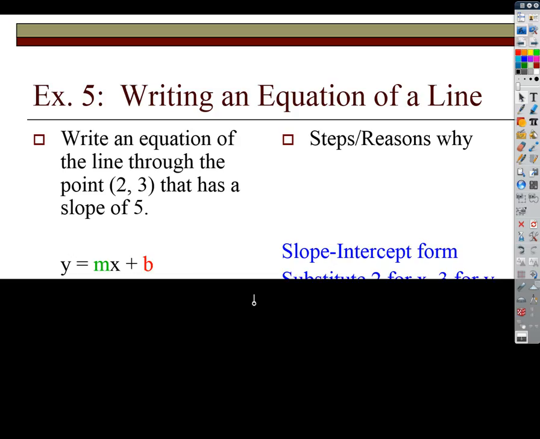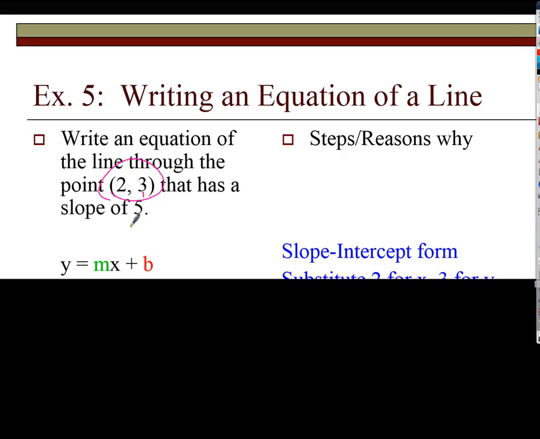So to get that, let's talk about how we get that. We're given M, right? So that part's done. We know what M is. M is 5, but we're missing B. So to find B, what do we do? We can plug in all the other information that we already know. We know that M is 5, and we can borrow this point. Now, we're going to give it back, because in our final answer, we have to have x's and y's instead of numbers. Those are variables.